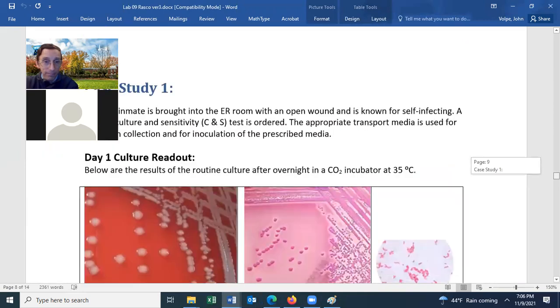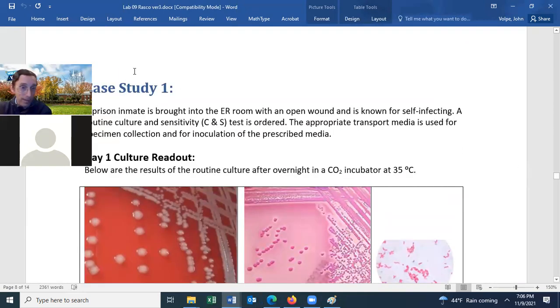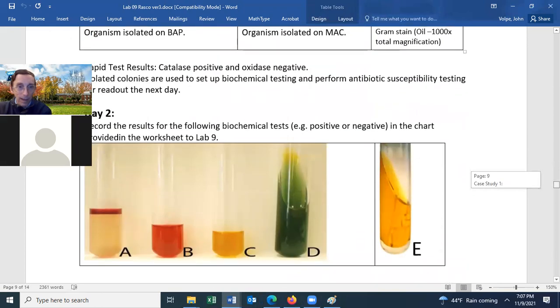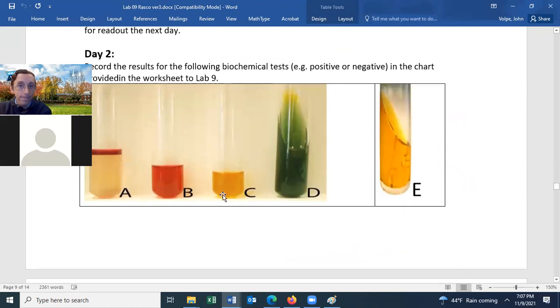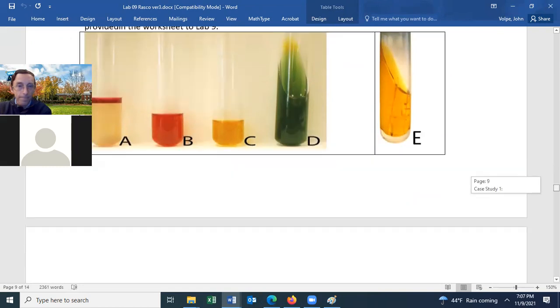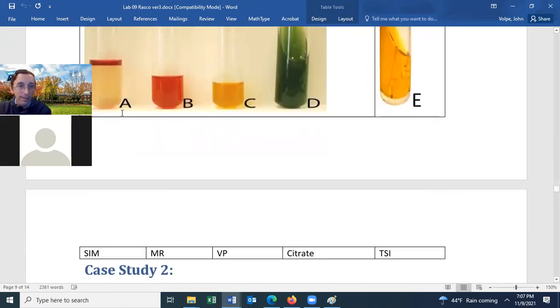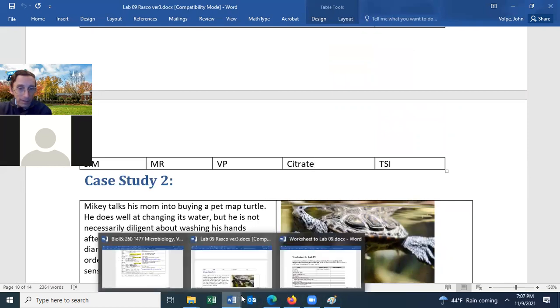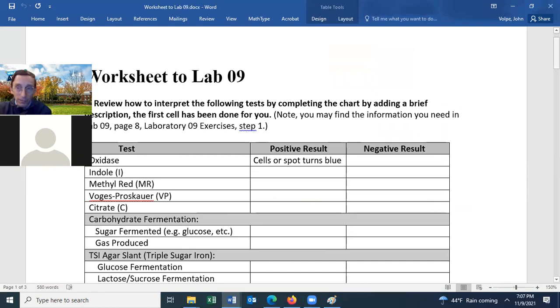And then complete the case studies. I've got the case studies all here. Case study 1, read about the case where the patient comes in with an infection, and then the different tests they did. This one was grown on MacConkey's. They did the Gram stain. Get your results for those, and then the day 2 tests. Oops, the table is broken. This is the SIM test. That's the MR test, the VP test, the citrate test, and the triple sugar iron test. Get your results from those tests, and then tell me the species of bacteria that is causing the infection in case 1, and you write that in the worksheet.